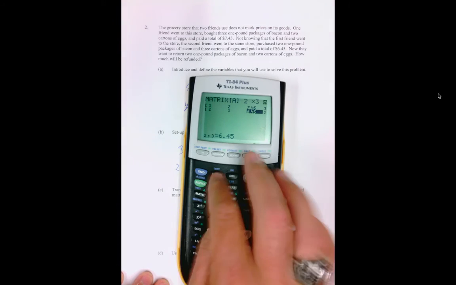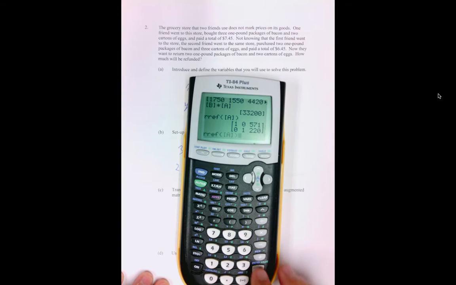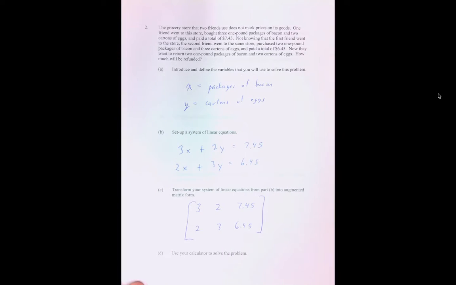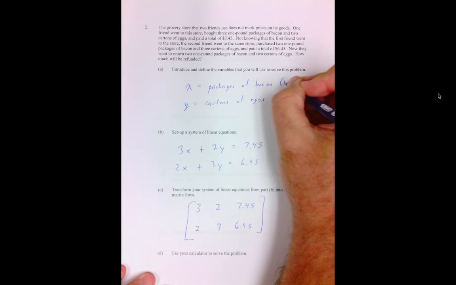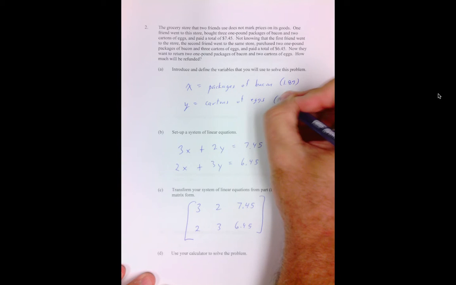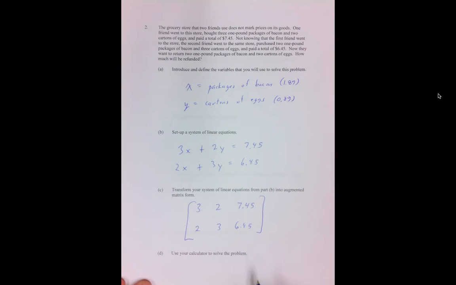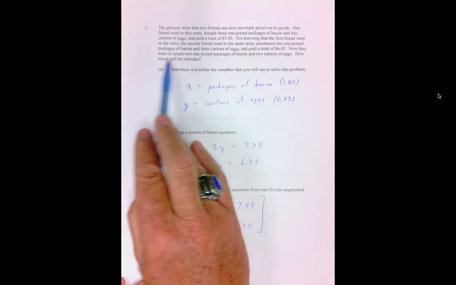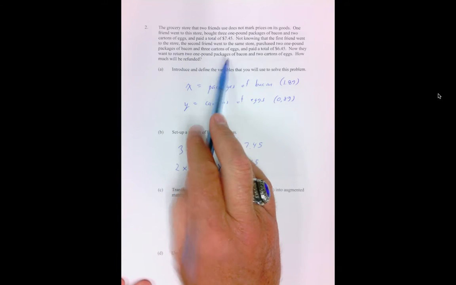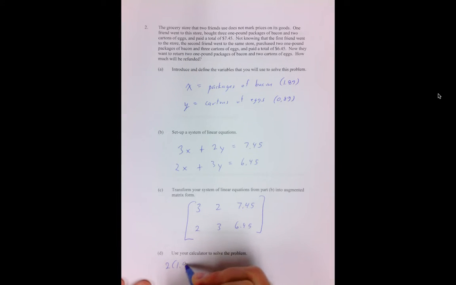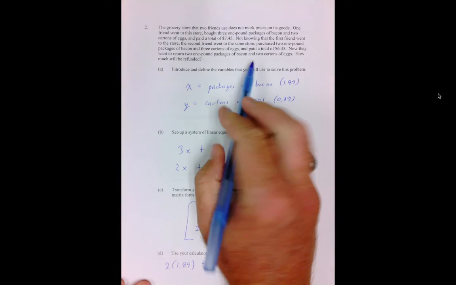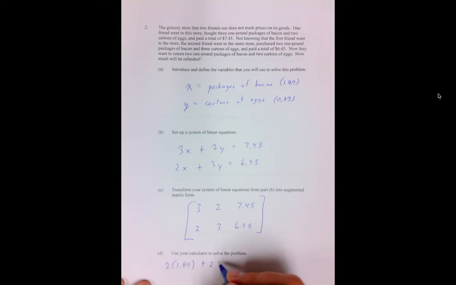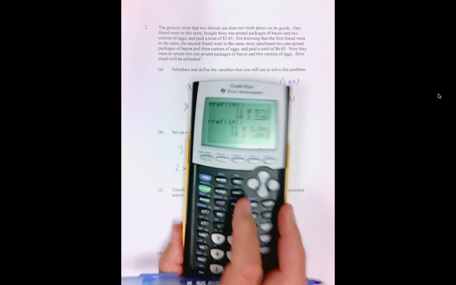All right, just like before, and we get $1.89 and 89 cents. So this is $1.89. This is 0.89. So the question is, now they want to return 2 of these and 2 cartons of eggs. So how much will they get back?